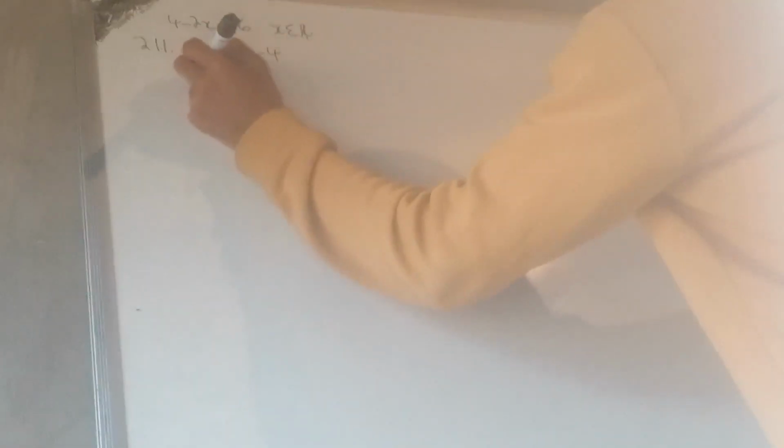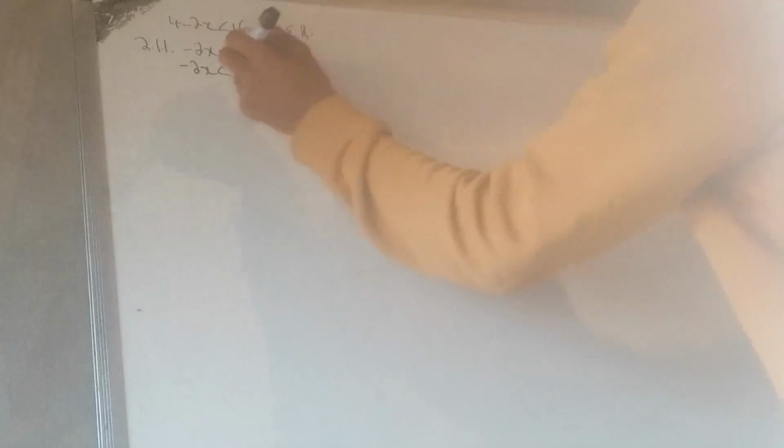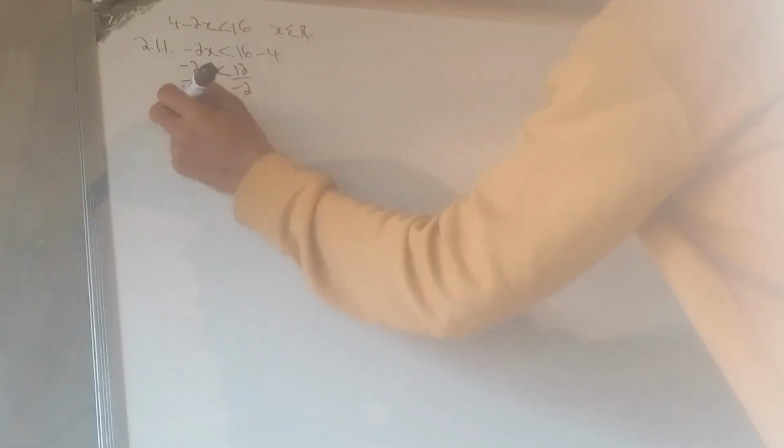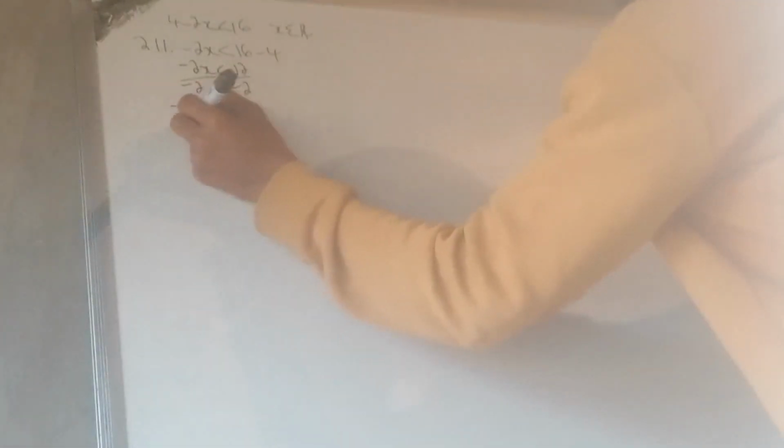You will group the like terms. Then I have minus 2x that is less than 16 minus 4, 12. Okay? Divide by negative 2, and then the inequality reverses again. That gives minus 6 as the value of x.